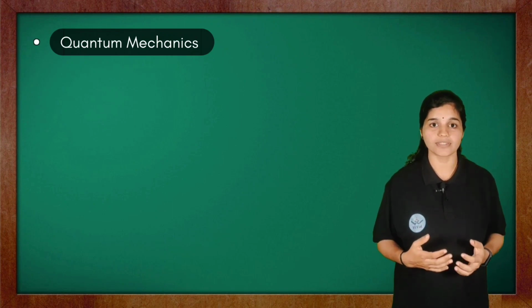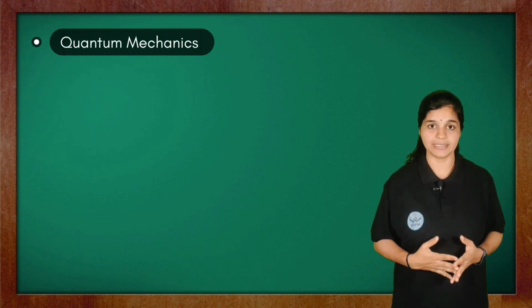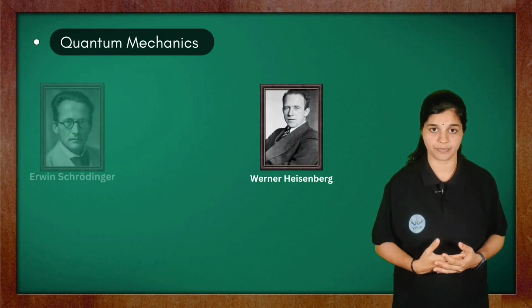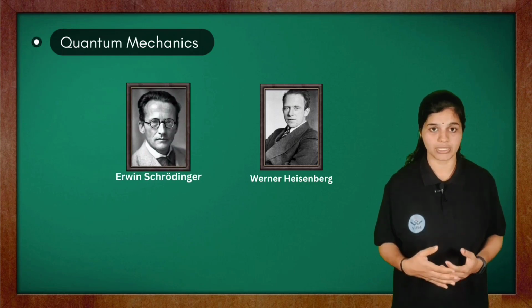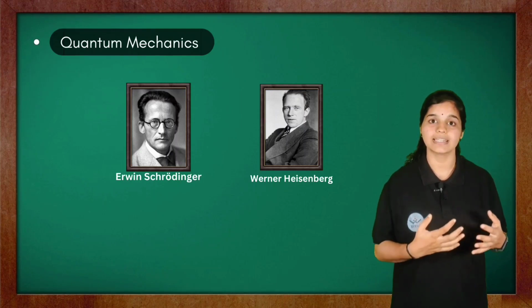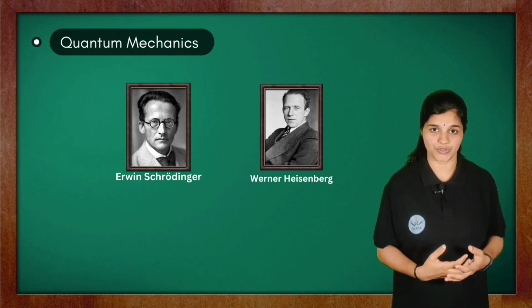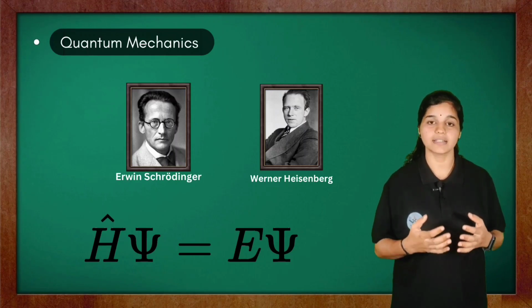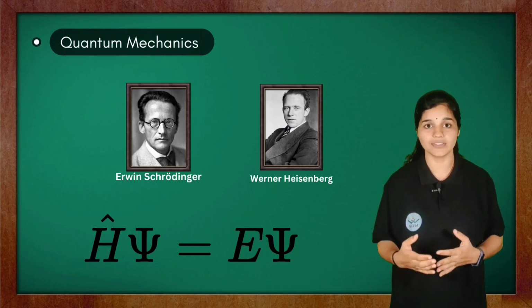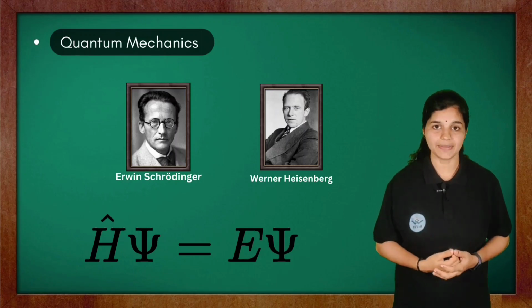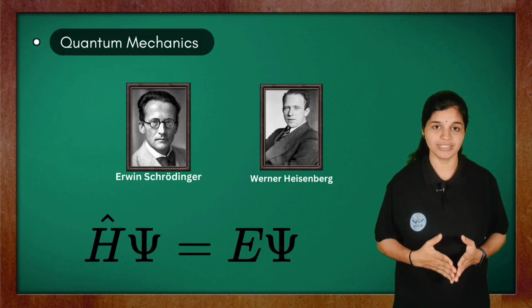Quantum mechanics was developed independently by Werner Heisenberg and Erwin Schrödinger. A mathematical equation that explains the behavior of an electron is termed the Schrödinger wave equation. By solving the Schrödinger wave equation, we get a wave function and the energy of the electron. The wave function psi in the Schrödinger wave equation represents an atomic orbital.